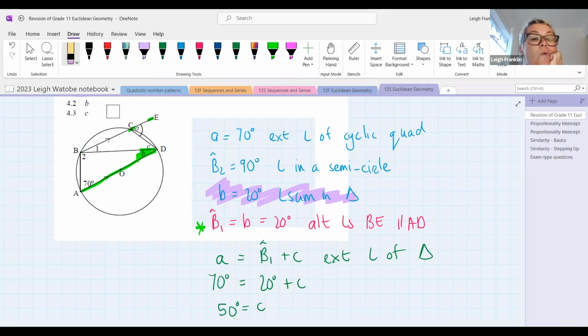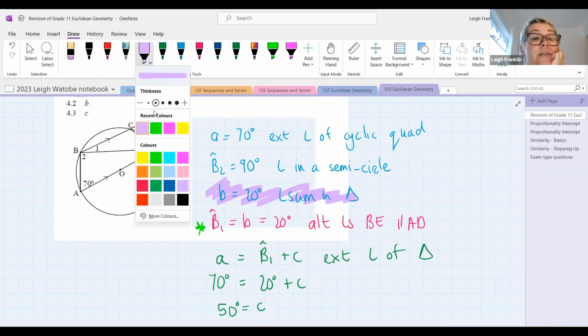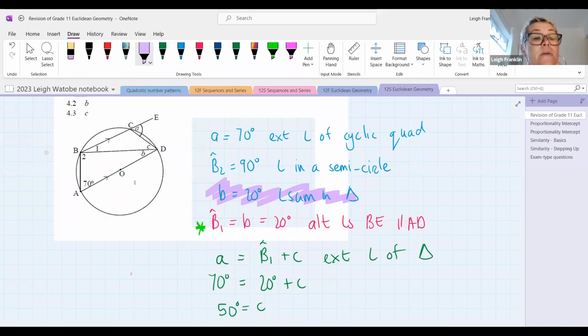And then there was just one more question as well, and I'll just go back over that again. And this again is something that's really, really important at matric level, okay, is the exterior angle of a triangle. It's something that is often overlooked. So here is your triangle.